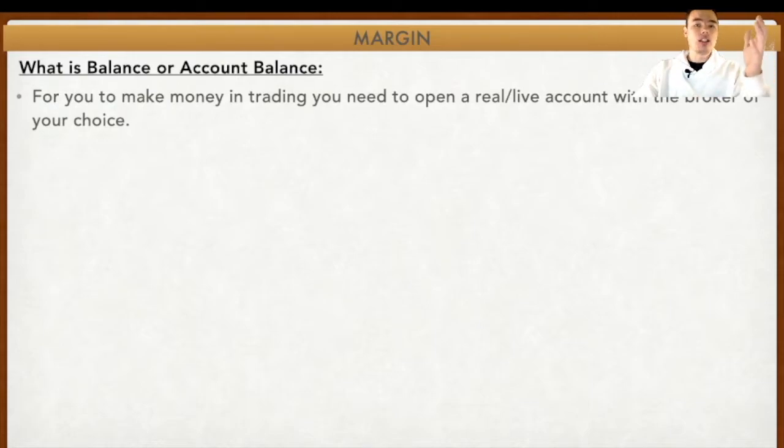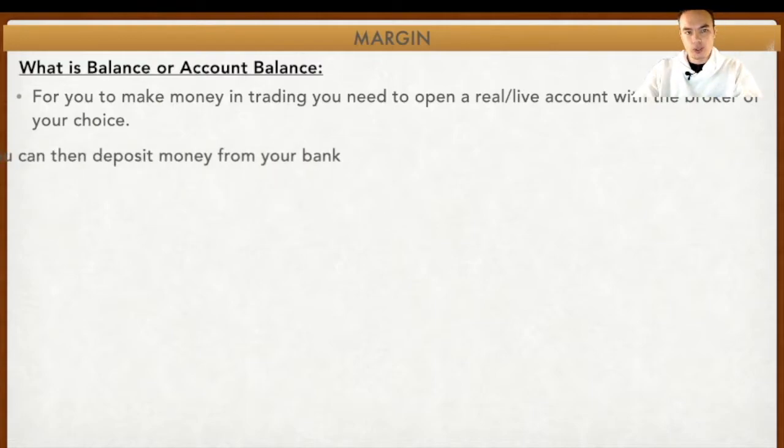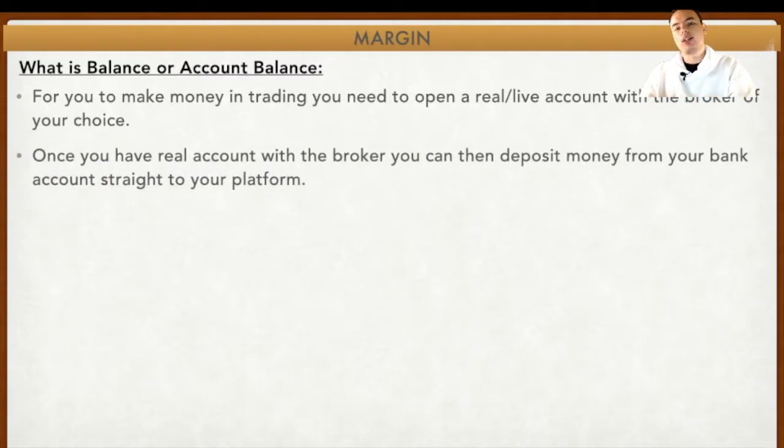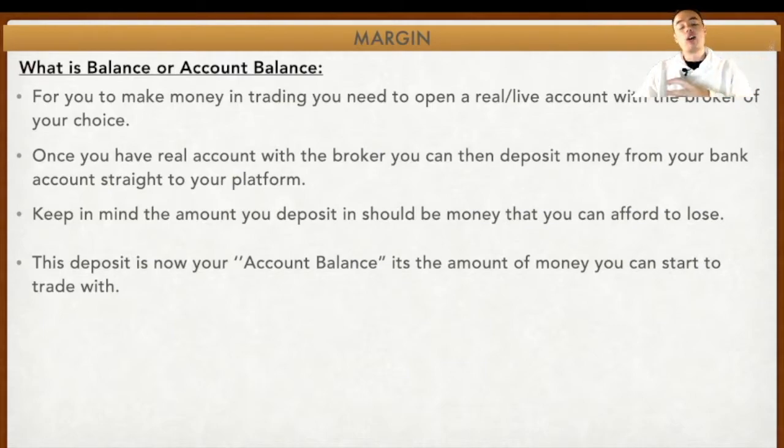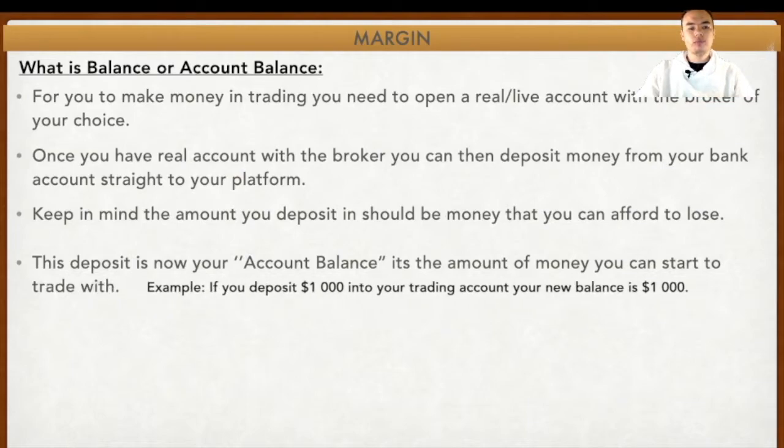For you to make money in trading, you need to open a real account with the broker of your choice. Once you have a real account with the broker that you choose, you can then deposit money from your bank account straight into your trading account. Keep in mind the amount you deposit should be money that you can afford to lose. This deposit is now your account balance. It's the amount of money you can start to trade with. Example, if you deposit $1,000 into your trading account, your new balance is $1,000.